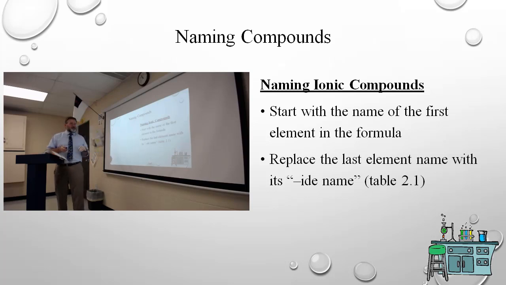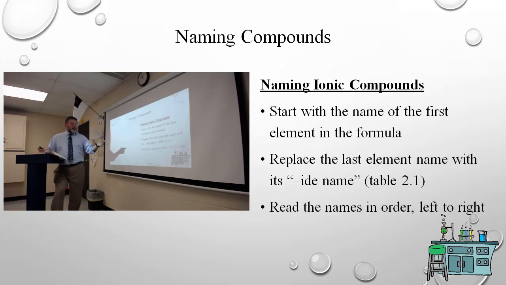So that's why memorizing table 2.1 is so important. When you name it, you're going to read from left to right. You're going to use the first element's elemental name, and you're going to give the second element its "ide" name. Because the second element, or last element, in case we get longer molecules, but for right now they're going to be simple, probably two-element compounds. Elemental name for the first, ide name for the second. Read it in order from left to right.